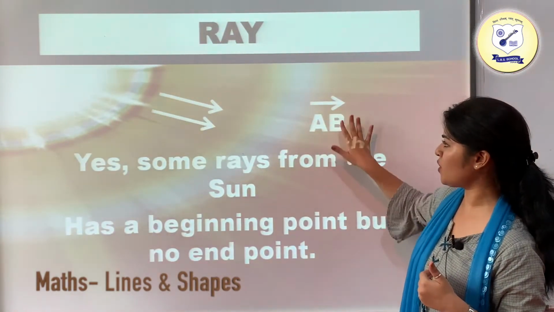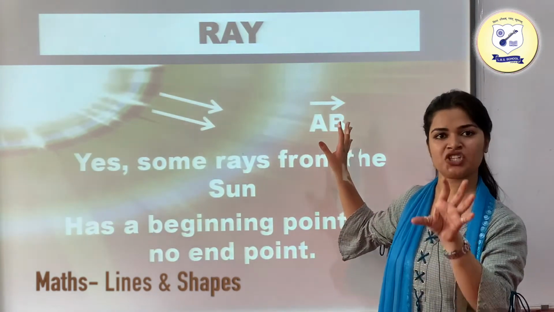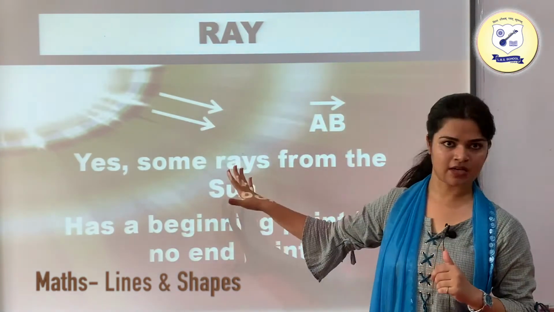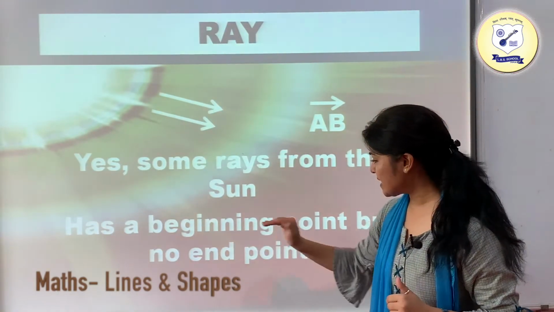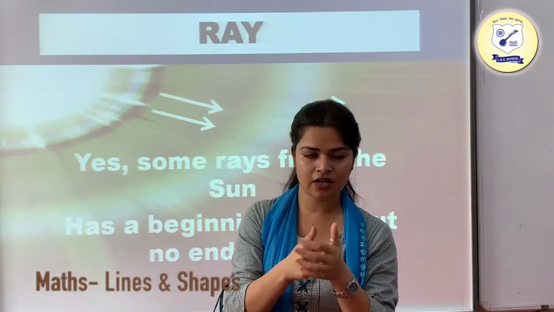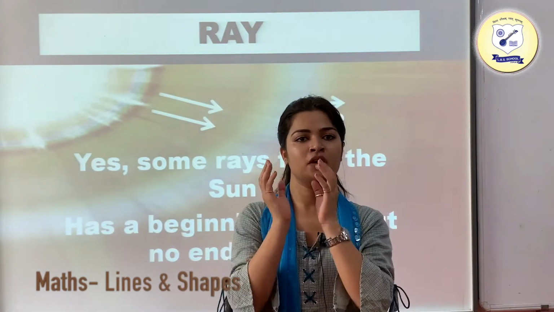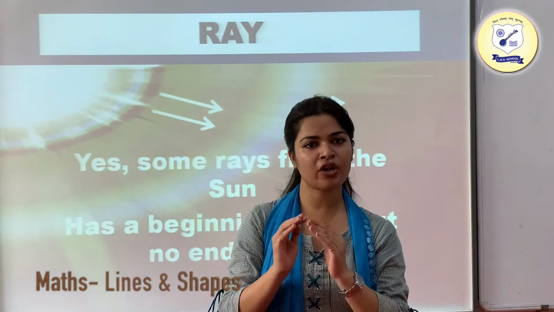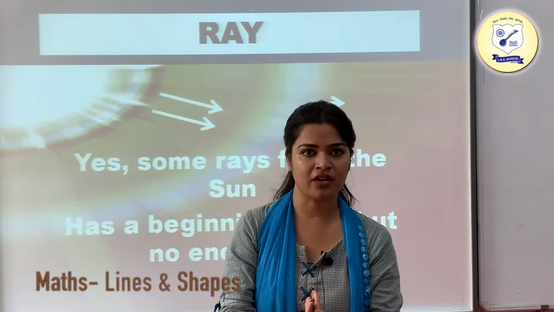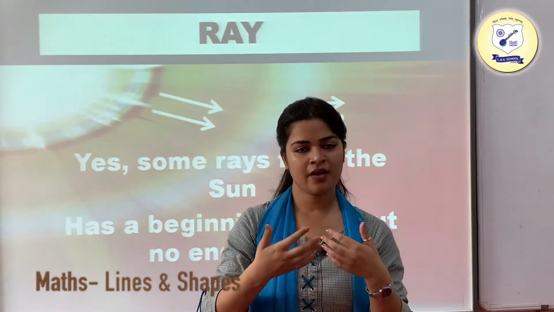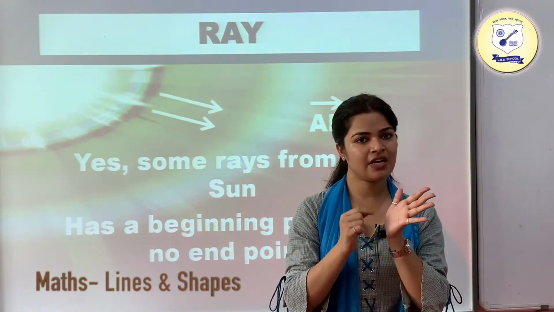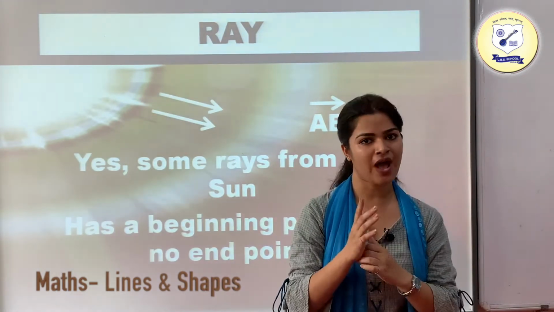Now this is your AB, which is the representation of a ray. Some rays from the sun, as I have told you, have a beginning point but no end point. You know that a ray, when it comes from the sun, has an initial point or beginning point, which is your sun, but it does not have any end point, as it can spread to any length.